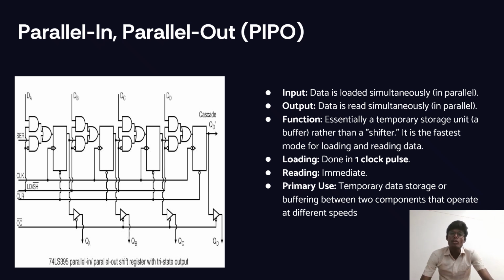It is the fastest mode for loading and reading data. Loading is done on the clock pulse, and reading is immediate. Primary use: temporary data storage, a buffer between two components that operate at different speeds, in parallel in parallel out, or PIPO.